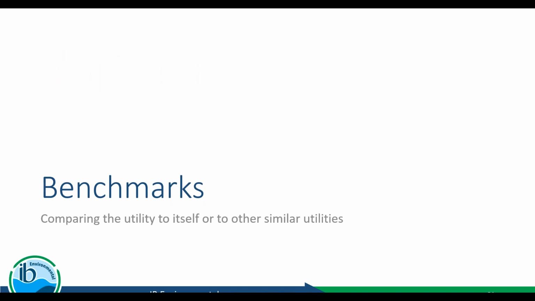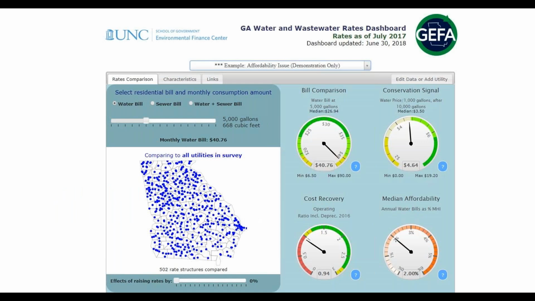I wanted to touch a little bit on benchmarking here too. It's basically comparing the utility to itself over time. So last year your operating ratio was X, and this year it's improved. We've measured it again, and it's improving, so we're seeing good trends. Or you can sometimes compare one utility to other similar utilities, and we aim to compare apples to apples instead of apples to oranges. But low-hanging fruit, where to find benchmarks.